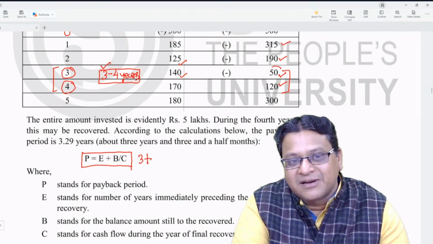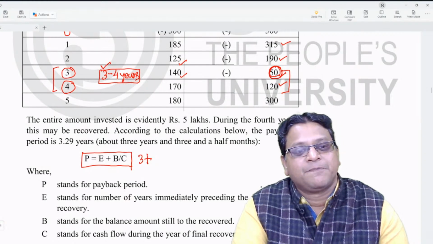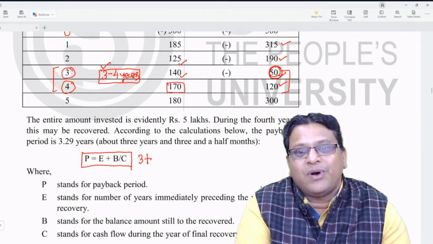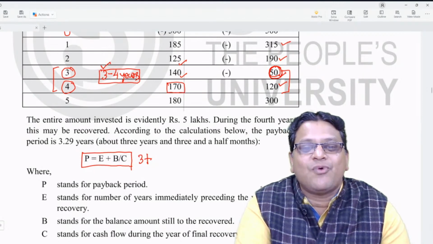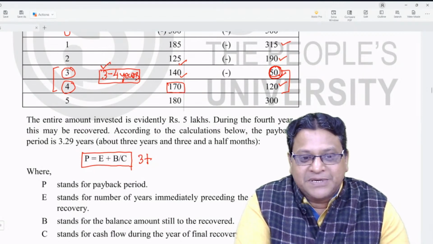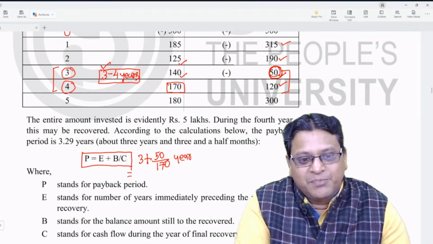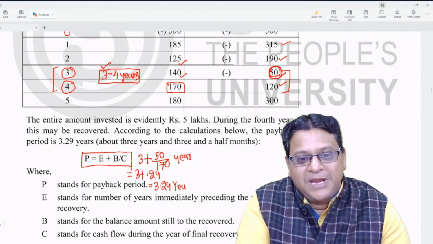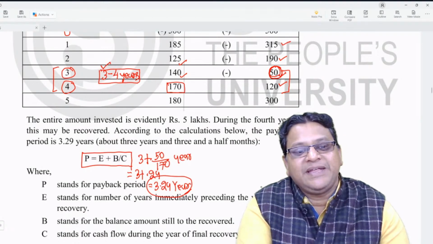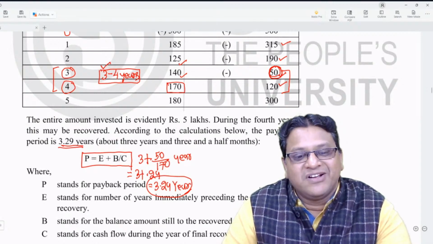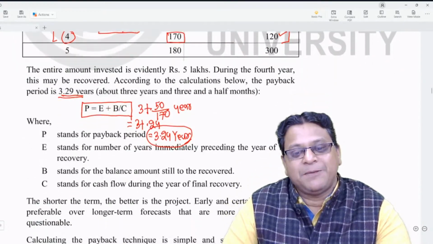How much do you have to recover here? After 3 years, how much do you have to recover? So after 3 years we have to recover 50. And this 50 amount is to be recovered in which year? It has to be recovered in the fourth year. What is the amount in the fourth year? Recovery is 170. So 3 years plus 50 by 170 years. It is coming to 3 plus 0.29, that is equal to 3.29 years. So your payback period is 3.29 years. So in 3.29 years, you recover the entire money invested in the project. This is known as payback period.